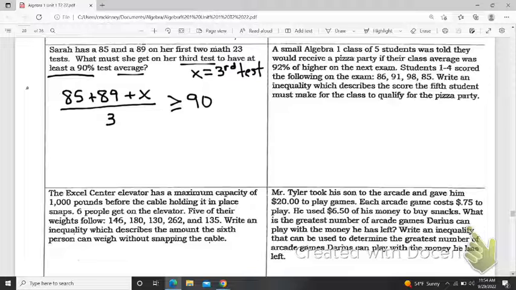This next one is very similar, also talking about test scores. This is a small Algebra 1 class of 5 students. We are anticipated to have many more than 5. Not a big class like in traditional school, but more like probably 15. But anyway, so a pizza party, if the class average was 92%, I'm sorry, or higher. So we don't know the score of the 5th student. Maybe they were absent that day. So X is the 5th student.